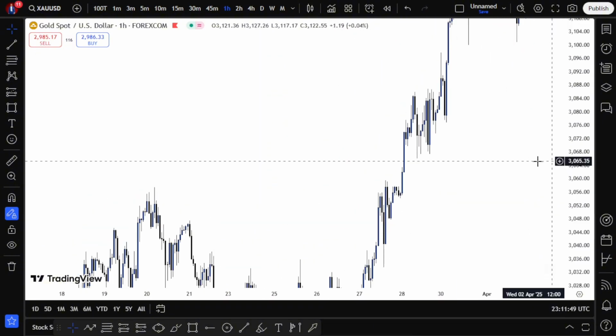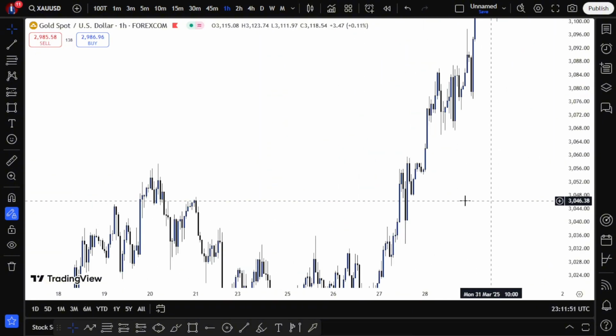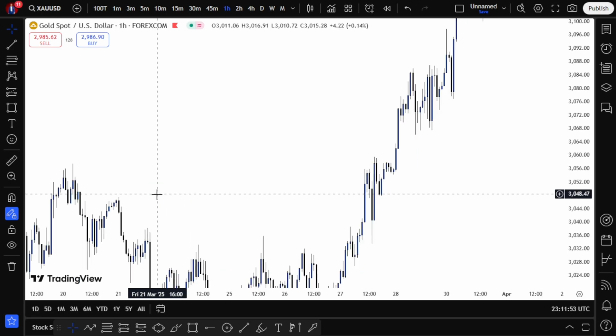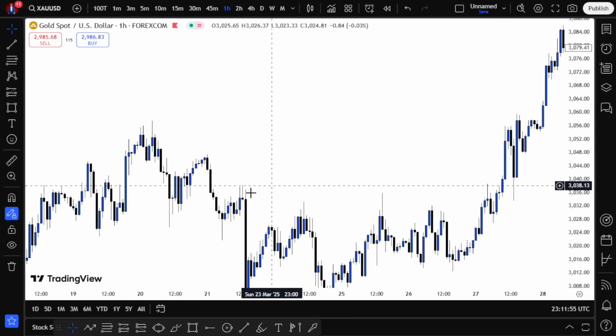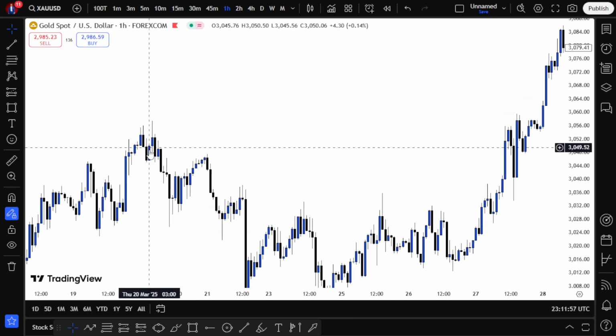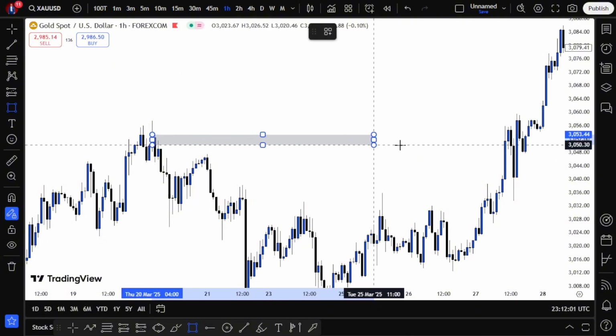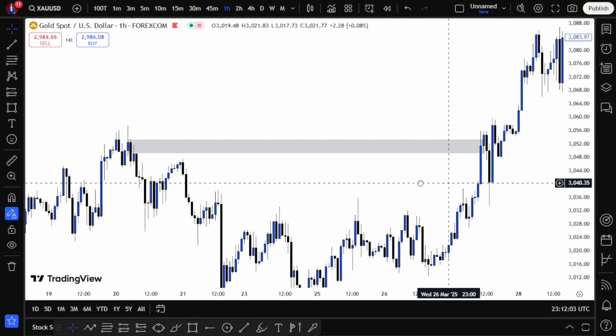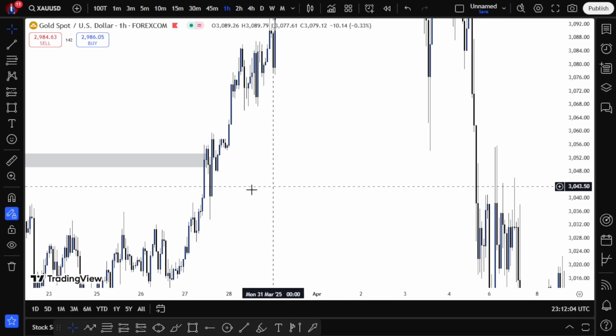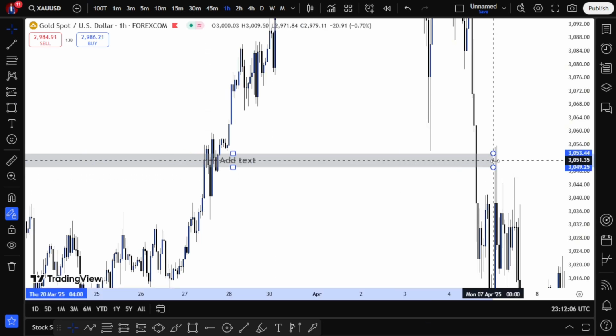All right, so we're just going to zoom a little bit to the left here. Okay, so I can see a breaker block, because I can see another block here that failed, so I'm just going to mark that and drag it on.